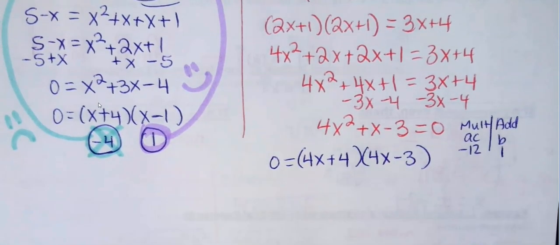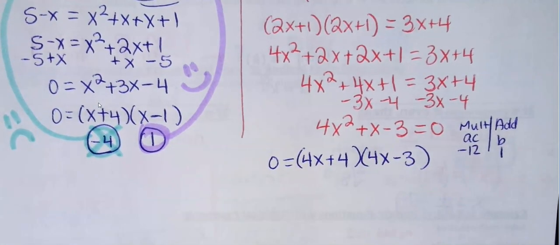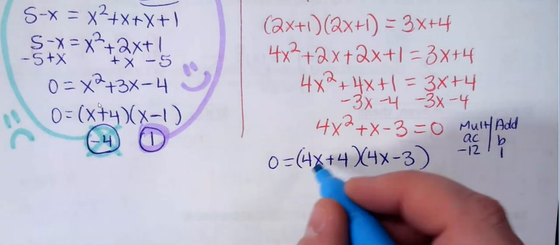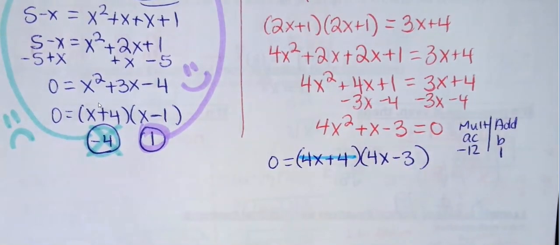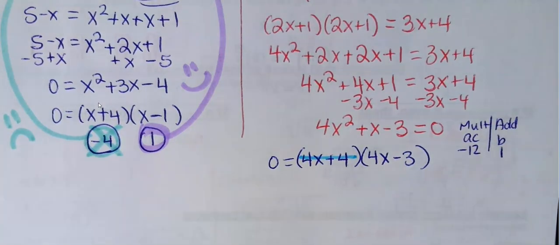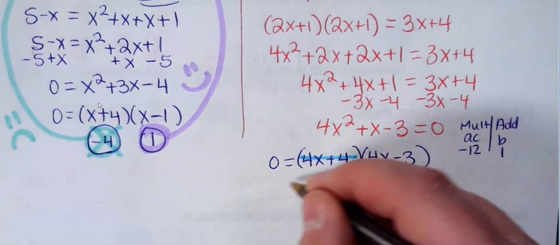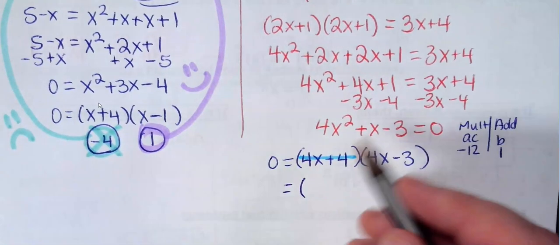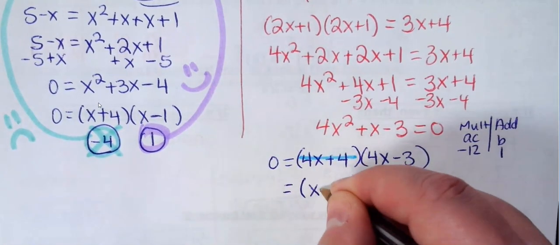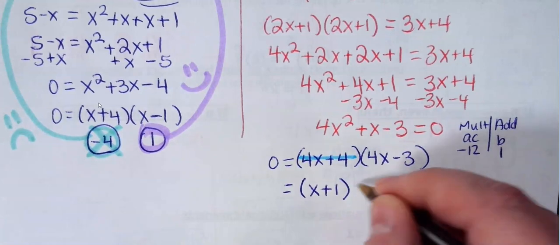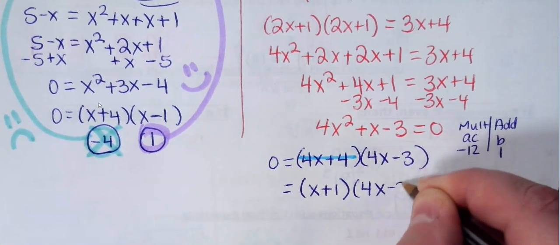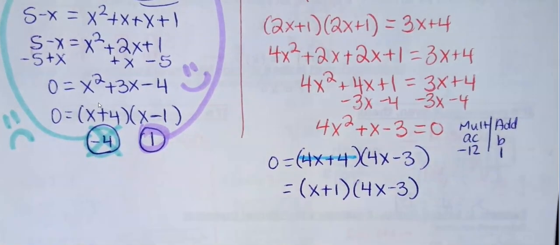So what you want to do is look inside your factor. If the two terms inside the factor have anything in common, that's not the real factor. So 4x plus 4, those are both divisible by 4. You don't take a 4 out in front or anything like that. You just rewrite the factor without that in it. Both of those are divisible by 4, so the real factor there would be x plus 1. And then you have 4x minus 3. That doesn't have anything in common, so that's the real factor.